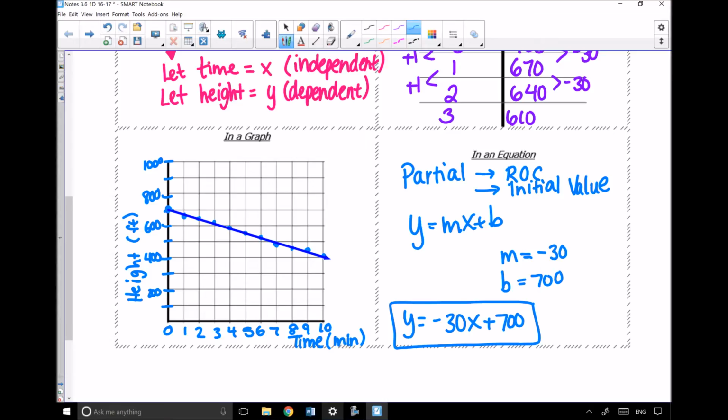Now that I've done that, I want to make sure my equation makes sense. So if y stands for the height, I'm saying the height is equal to negative 30, so it's going down by 30 for every x, for every minute, but it starts at 700. Definitely makes sense, so I'm good to go for scenario number 1, okay?